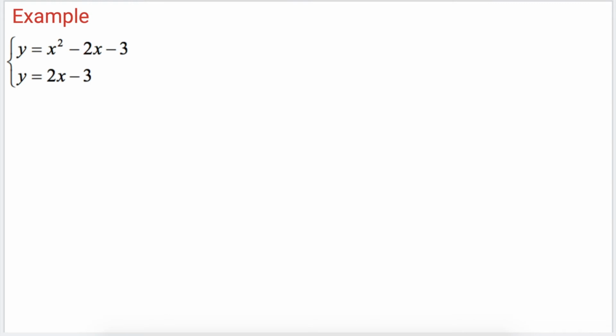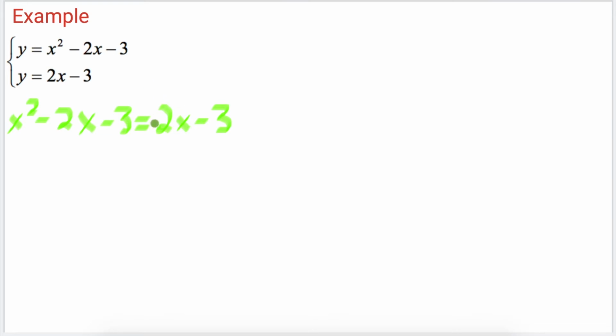So the first example we're going to look at is y equals x squared minus 2x minus 3 and y equals 2x minus 3. So we want to find out where the quadratic and the linear line cross each other. Since both of them are set equal to y, we're going to set both equations equal to each other and then solve. So the first thing is to write x squared minus 2x minus 3 on the left side and 2x minus 3 on the right side. And then I need to move everything that's on the right side over to the left side so that I can solve this equation.